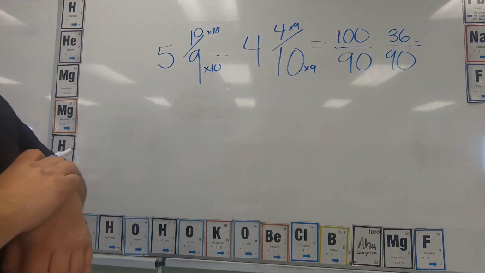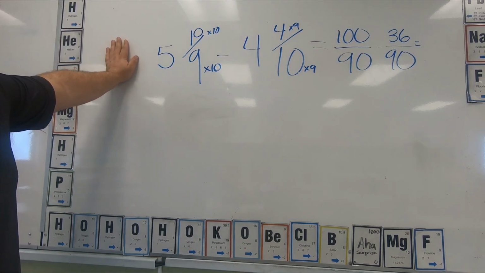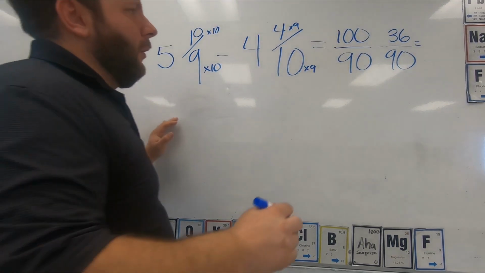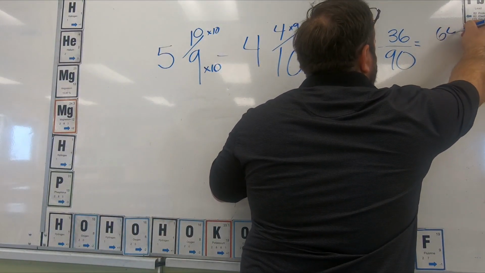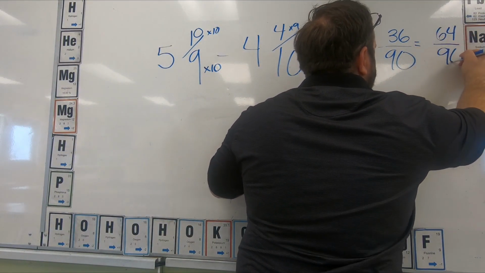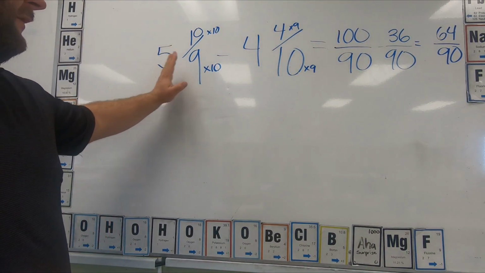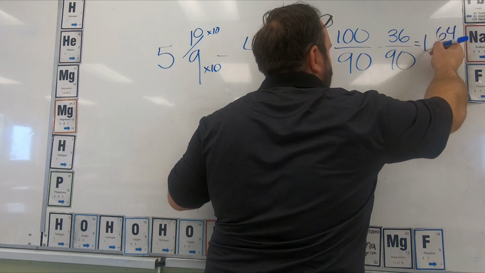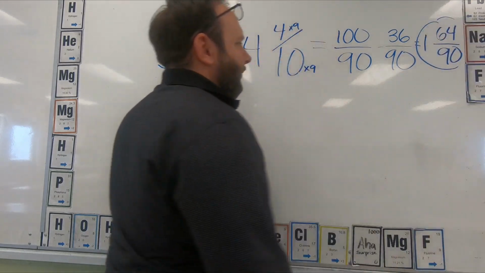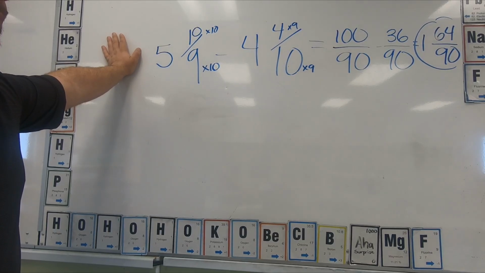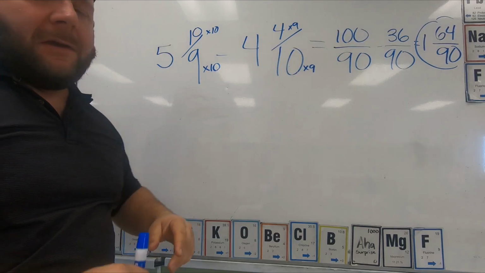Now, all we need to do is take away 36 from 100, which would give us 64 over 90. And of course, don't forget your mixed number, which is 5 and 4. So you subtract those, you end up with 1. 1 and 64/90ths becomes your answer when we subtract these two fractions together. And that's that for this part.